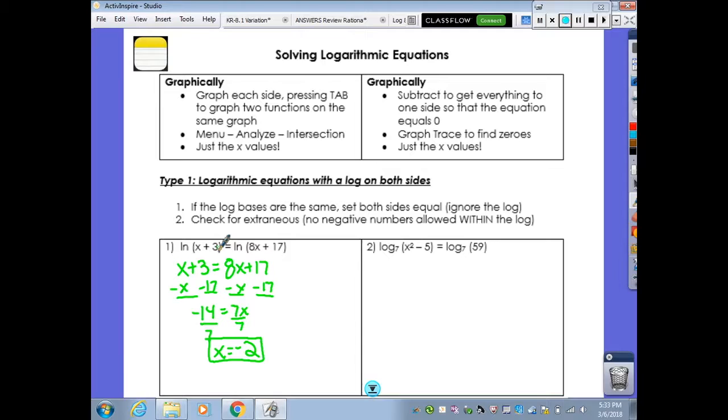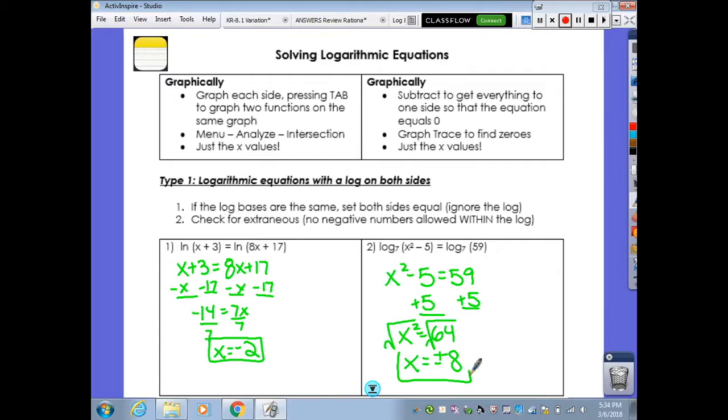Now let's go on to the next one. Again, they have the same log, so we can just set them equal to each other. And solve. x squared equals 64. When we square root both sides, we have to add a plus or minus. So x is equal to plus or minus 8. If we put this back into our equation, both 8 and negative 8 work because both of these squared will be positive, and it works out just fine.